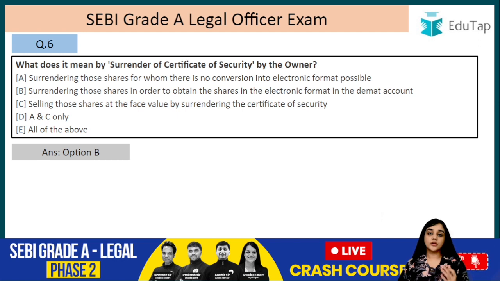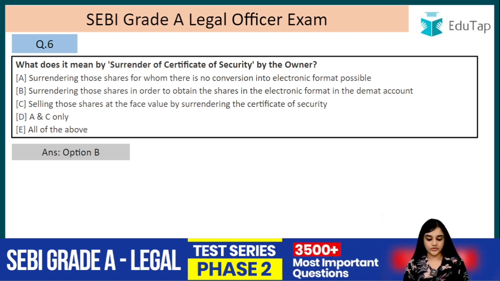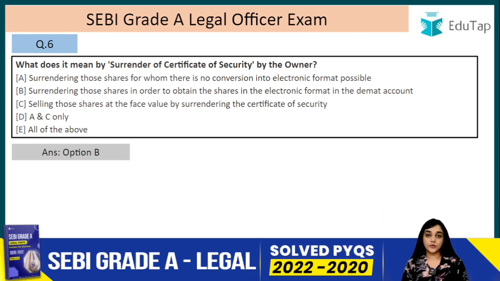So once you want to convert your securities into electronic form, you have to do what? You have to surrender your certificate. You have to surrender the certificate of your physical security, right? So you have to do what? Surrender those shares in order to obtain the shares in electronic format in the demat account. And how do you surrender this?